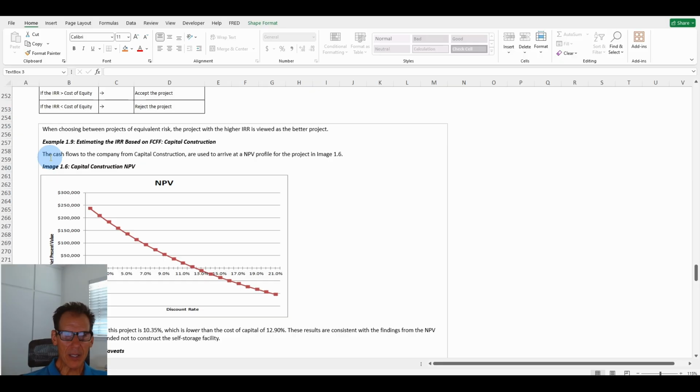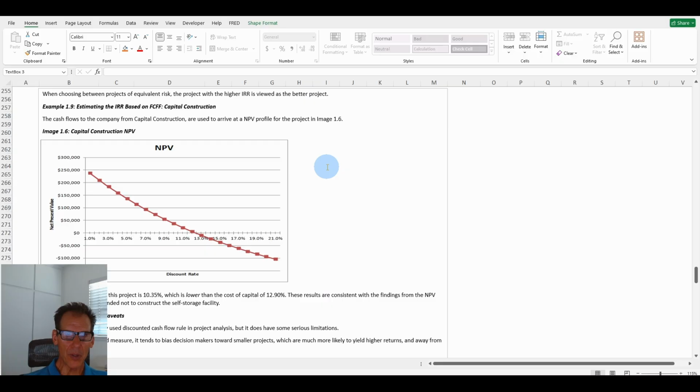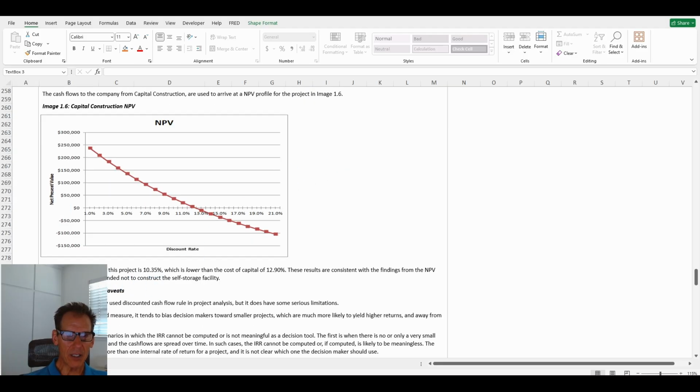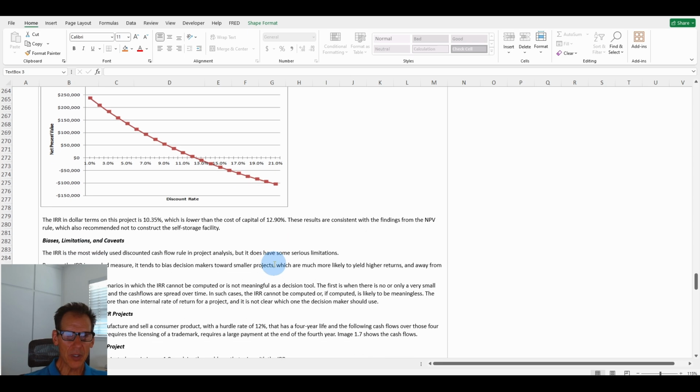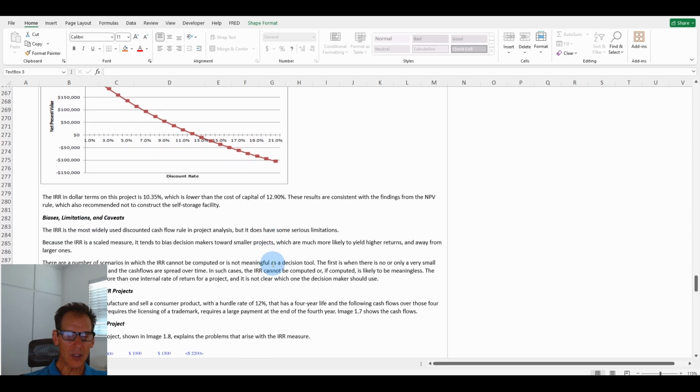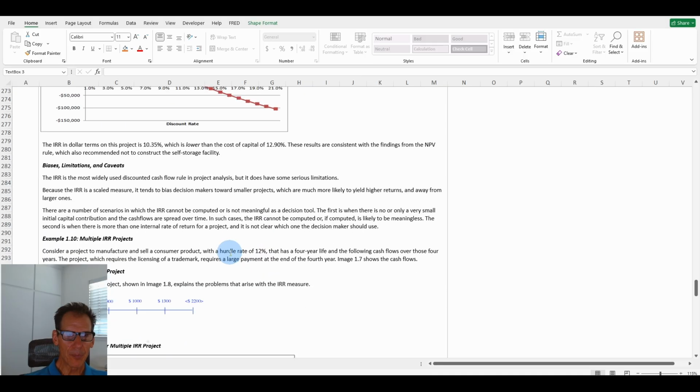Estimating the IRR based on free cash flow to the firm and capital contribution, the cash flow to the company from capital construction is used to arrive at a net present value profile for this project in image 1.6. The IRR in dollar terms on this project is 10.35%, which is lower than the cost of capital of 12.9%. These results are consistent with the findings from the NPV rule, which also recommended not to construct the self-storage facility.